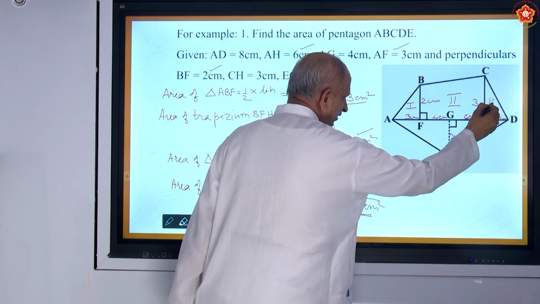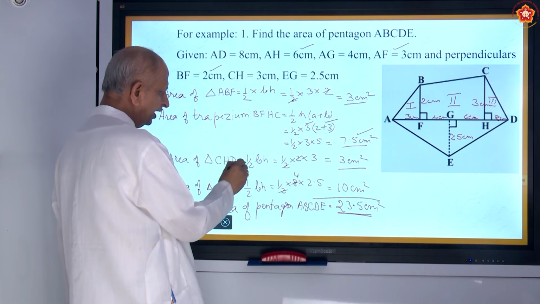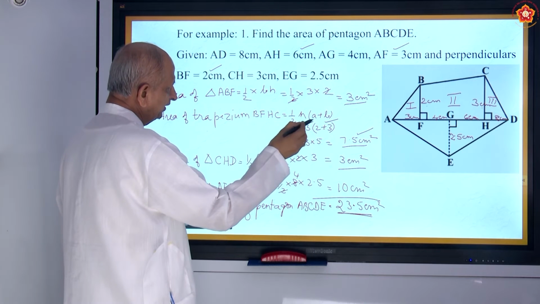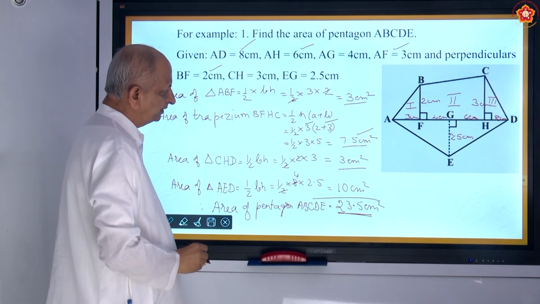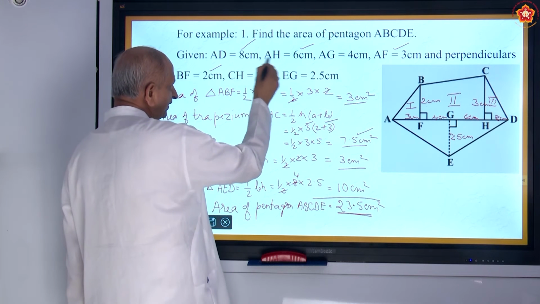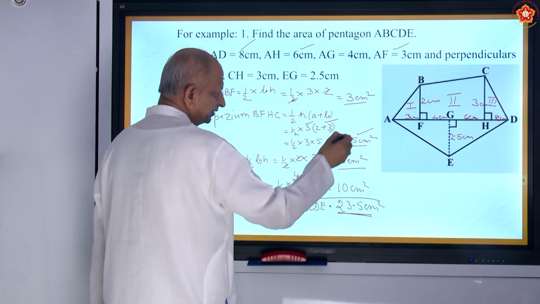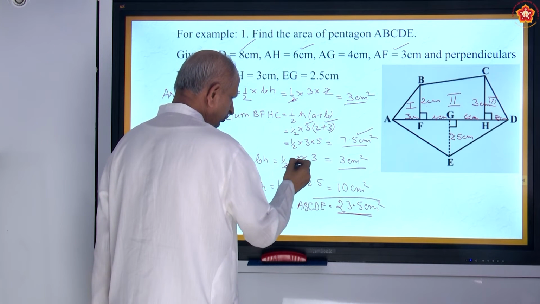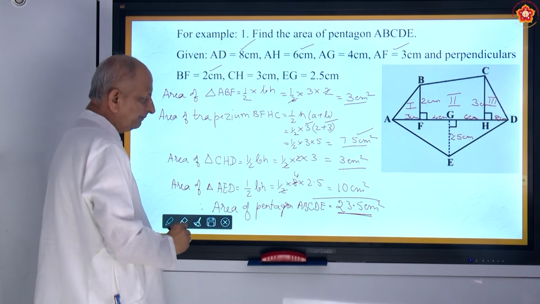Third one is the triangle. That is CHD, half of base into height. Base is total from A to D, it is AD, 8 centimeters. In that AD, you must subtract AH. AH is 6. So 8 minus 6 becomes 2. Half into 2 into 3. What is 3? 3 is the height. So 2 2s are 2, 1s are 2, 3 you get. Lastly, big triangle.